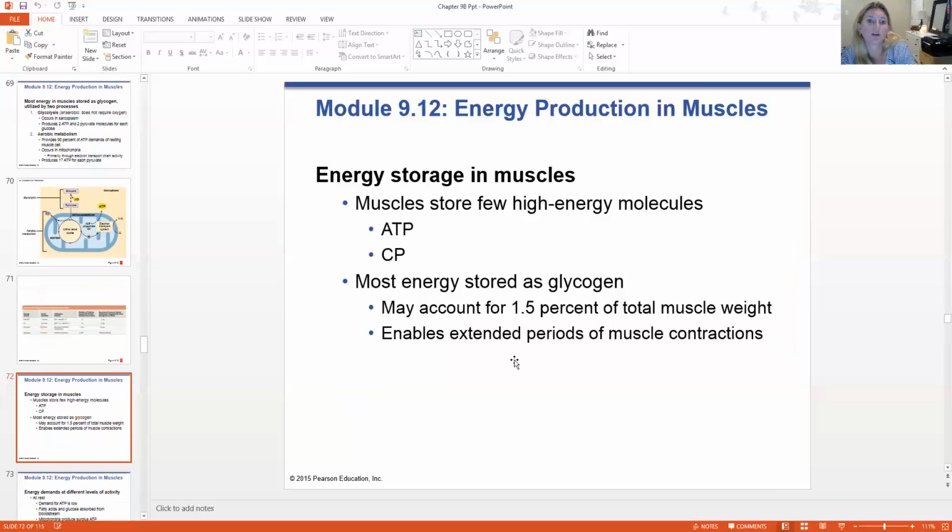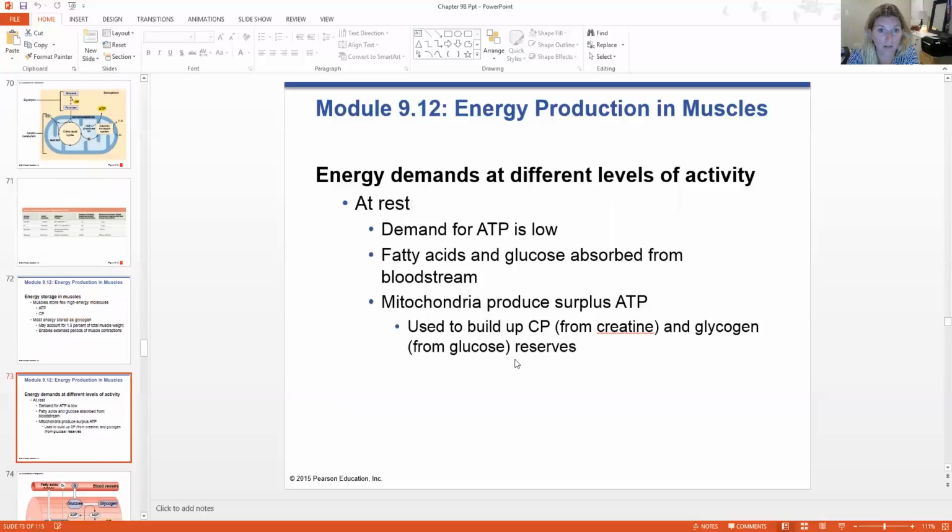So let's talk about how energy is stored. We just talked about how energy is used. Energy is stored in the form of ATP, creatine phosphate, and glycogen. Glycogen is a very small percentage of the weight of a muscle, but it enables our muscles to extend their activity for a much longer period of time.